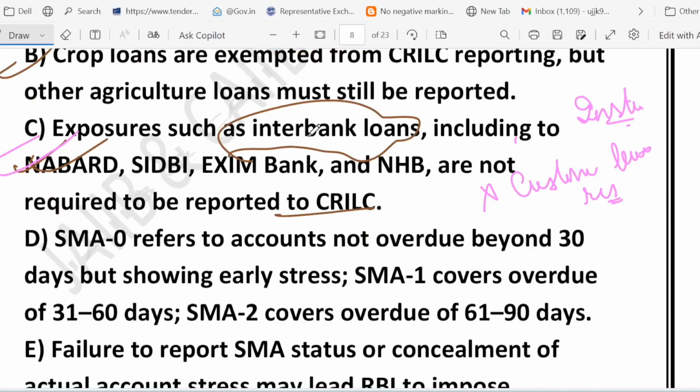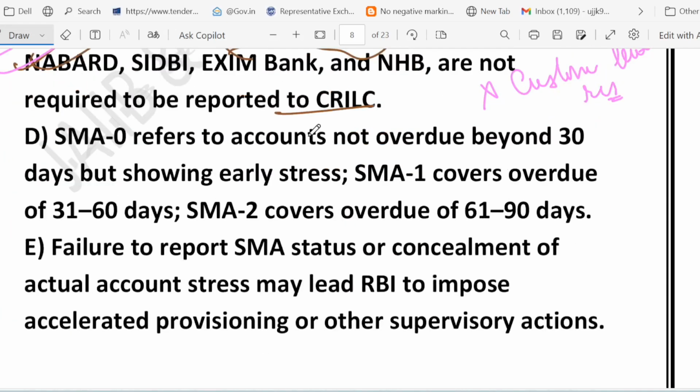What about D? D says SMA categorization. Yes, this is exactly how it works. Let's have a look. If you talk about the SMA categorization, as you can see here, SMA 0 means the account is not yet overdue but showing stress, like cheque bounce, stock statement delays, right? Then SMA 1 means overdue for 31 to 60 days. SMA 2 means overdue for 61 to 90 days, right?